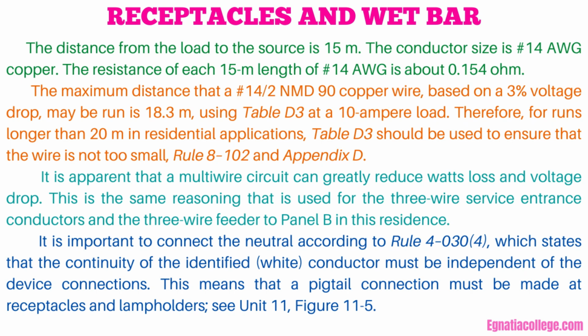It is apparent that a multi-wire circuit can greatly reduce watts loss and voltage drop. This is the same reasoning that is used for the 3-wire service entrance conductors and the 3-wire feeder to panel B in this residence. It is important to connect the neutral according to Rule 4-0304, which states that the continuity of the identified, white, conductor must be independent of the device connections. This means that a pigtail connection must be made at receptacles and lamp holders, see Unit 11, Figure 11-5.